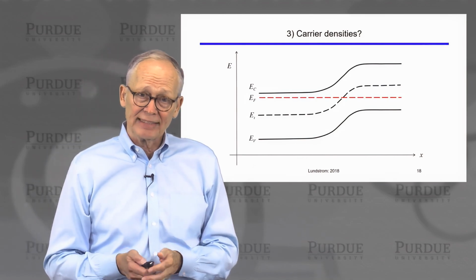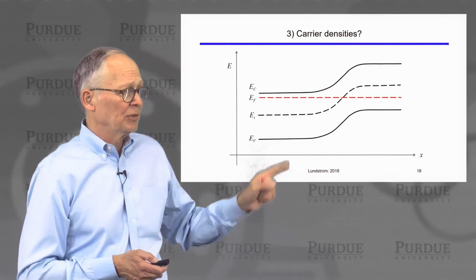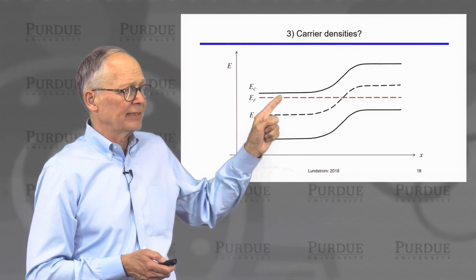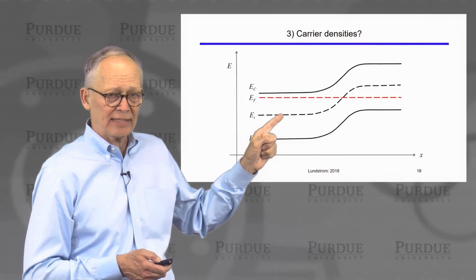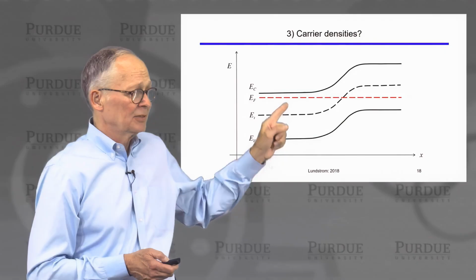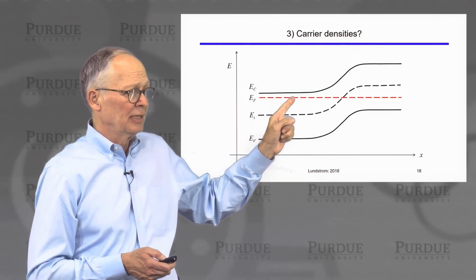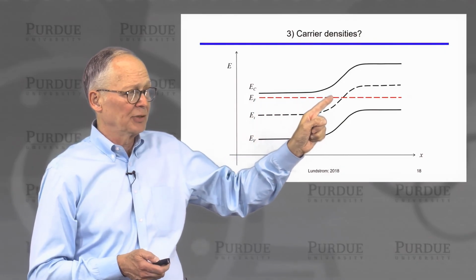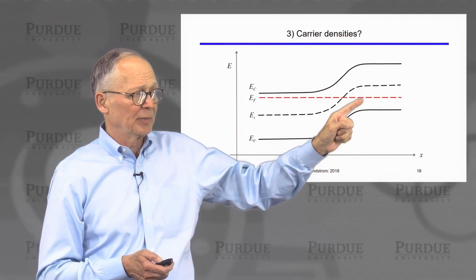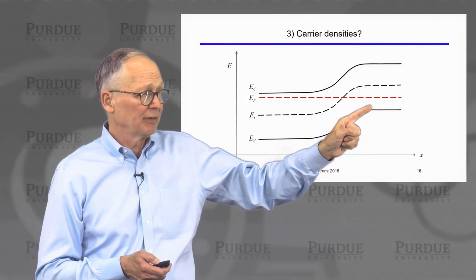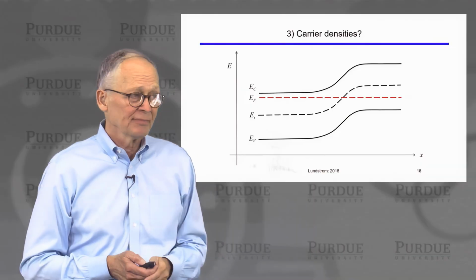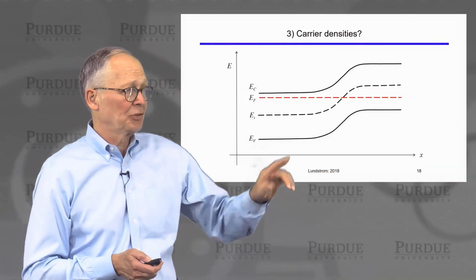If we're interested in carrier densities, we know that the electron density is determined by how far above the intrinsic level the Fermi level is. So we have a lot of electrons here. We have fewer and fewer and fewer. And then when the Fermi level goes below the intrinsic level, the electrons become minority carriers and we have even fewer of them. Just the opposite thing happens for holes.